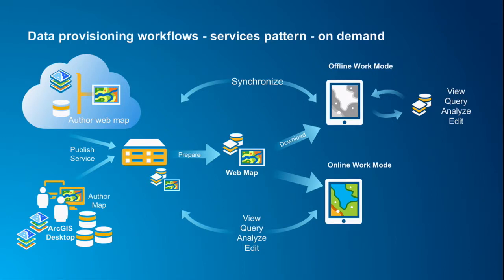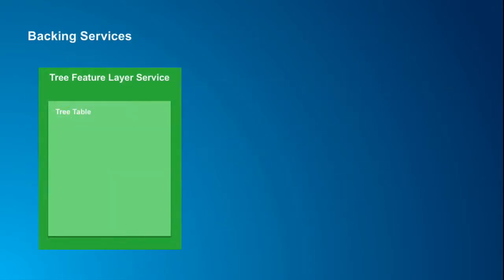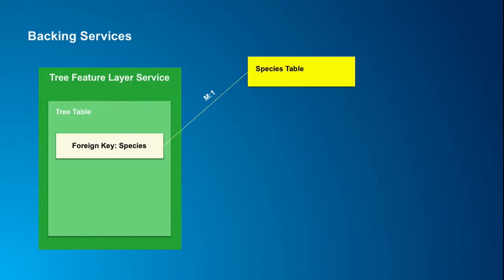So the next thing we're going to do is have Eli talk about the backing services for this app. Thank you, Sandy. So at the core of our backing services, we have the tree feature layer service. This is every tree in a public space in Portland. And of course, this contains a tree table.